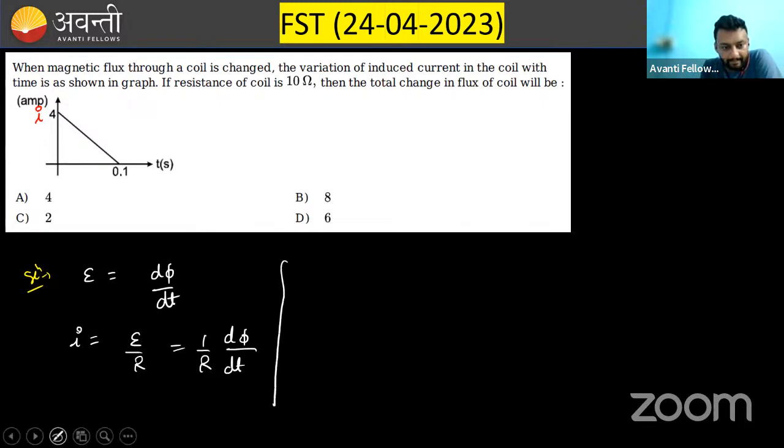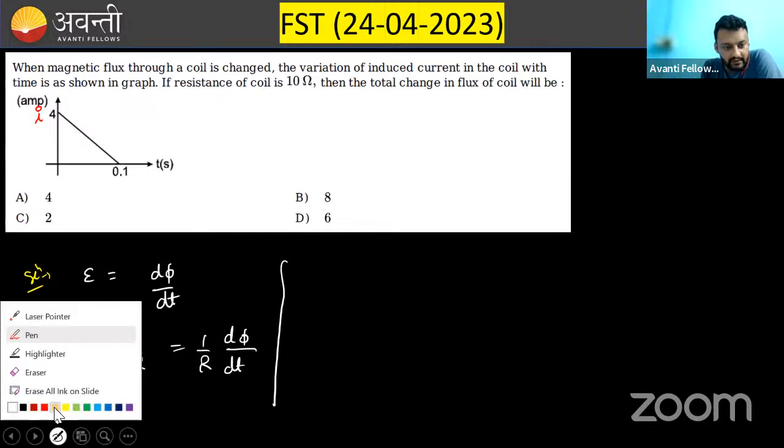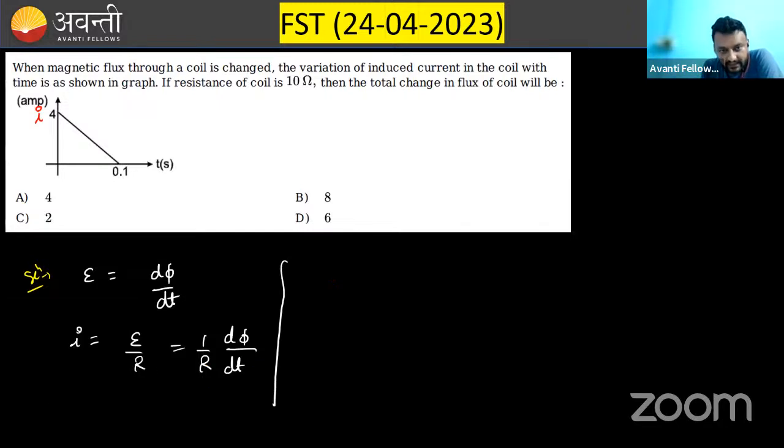Or you can say, I'm just modifying the things. I am sending dt here. Why am I sending dt? Because the I and t graph is given. So I am sending dt here. I dt is equal to d phi over R. Is it clear?